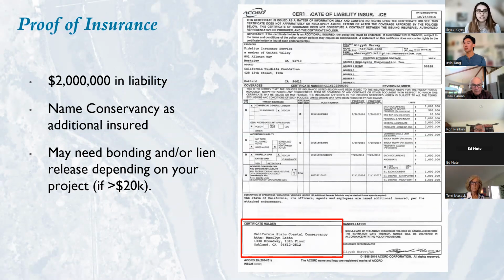Then we have the proof of insurance. There's an example certificate of insurance on the right, where you show that you've met the minimum insurance requirements as defined in your grant agreement. I'm going to show you those on the next slide, but you do need to name the conservancy as additional insured. And if you have subcontractors, you may need bonding and/or lien release, depending on your project, and specifically if you're going to be giving the contractor more than $20,000.